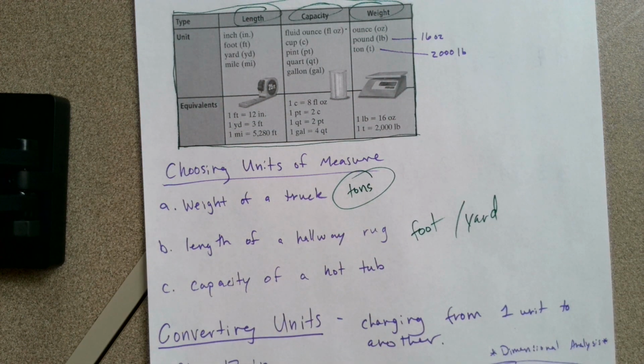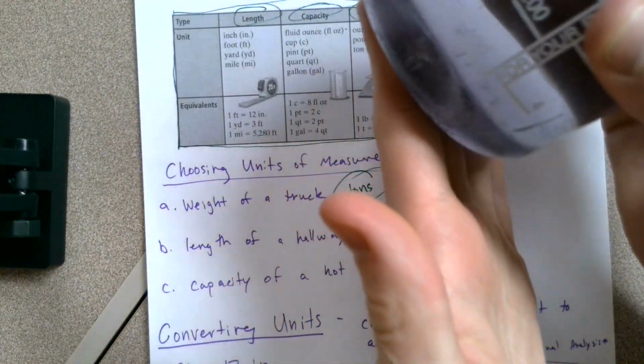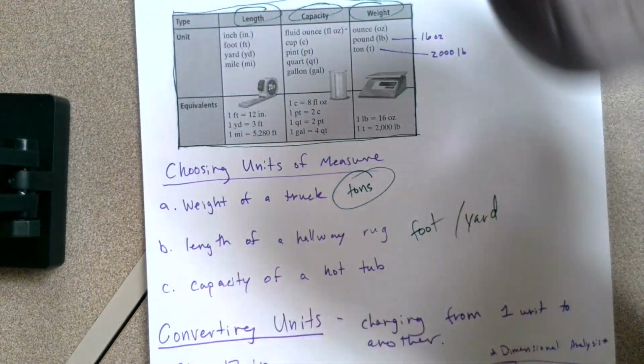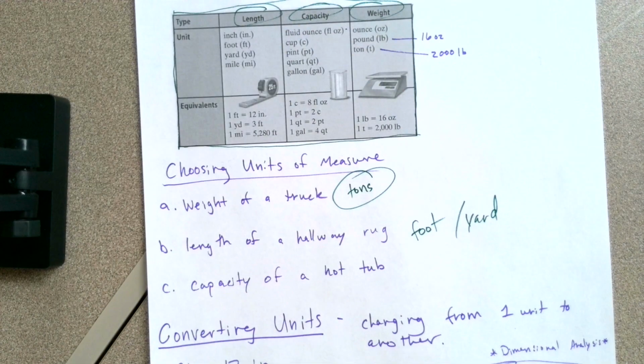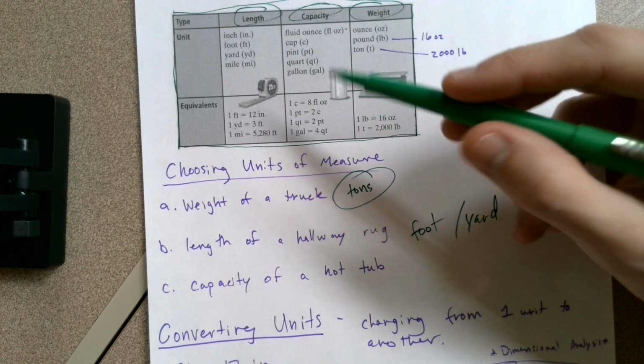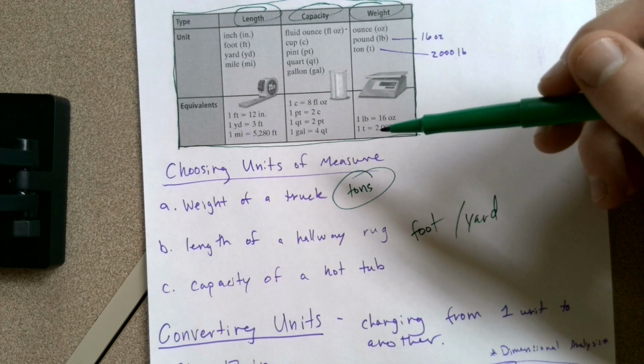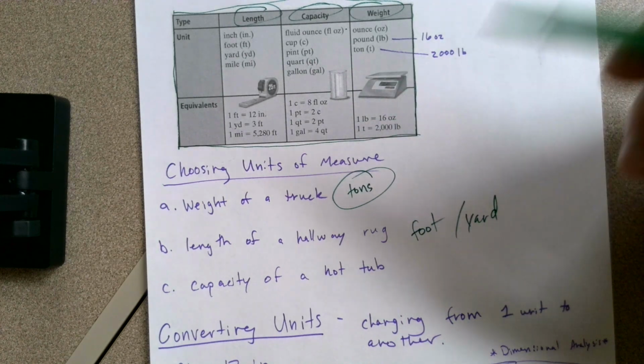And we know that our 1 cup is going to be 8 fluid ounces. So right here, that would be 1 cup of water. We're trying to measure a hot tub. That's not going to be enough. A pint is going to be 2 cups, so double the amount of 1 cup. And a quart is going to be worth 4 cups. And our gallon is going to be worth 4 quarts.